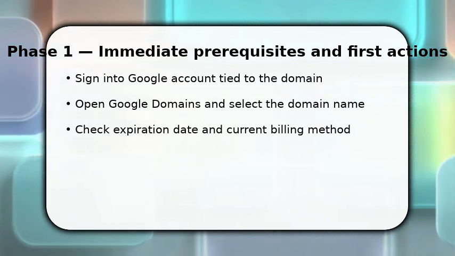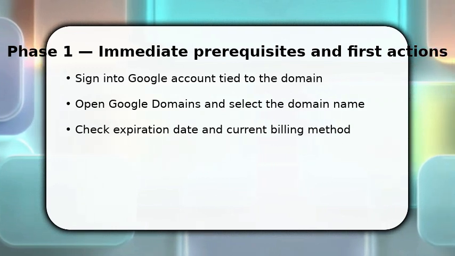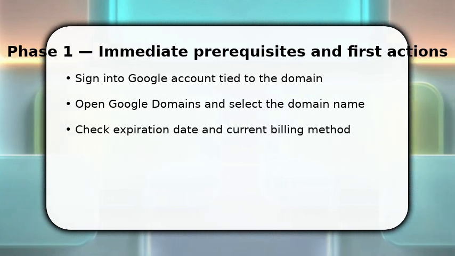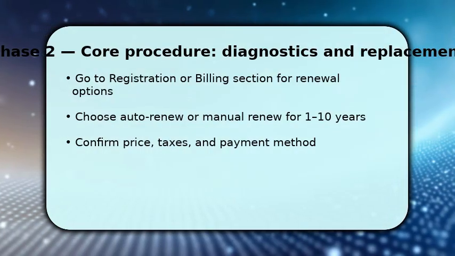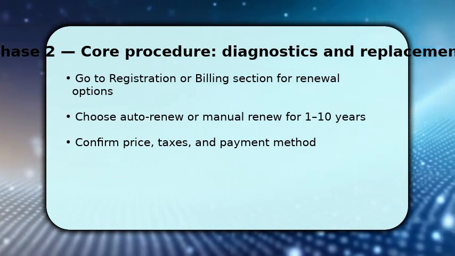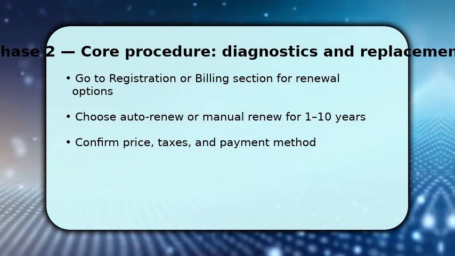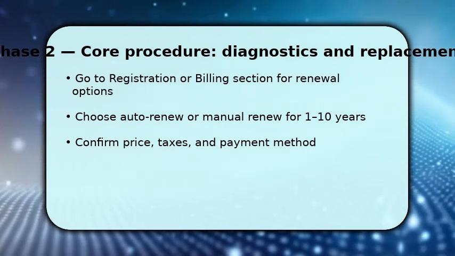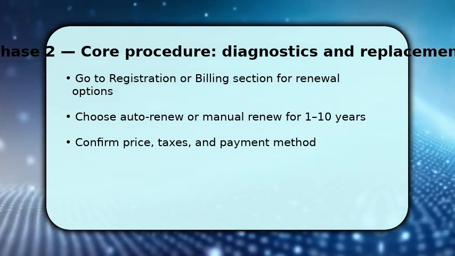If a payment method is missing, add one now so the actual renewal step proceeds without interruption. Don't skip this preparation. Now proceed to the registration or billing section and click Renew or Manage Renewal. You'll see choices to enable auto-renew or to renew manually for a period, commonly 1 through 10 years. Pick the duration that fits your plans.